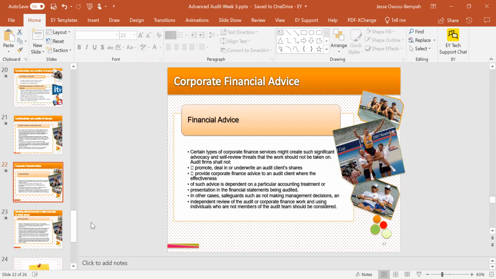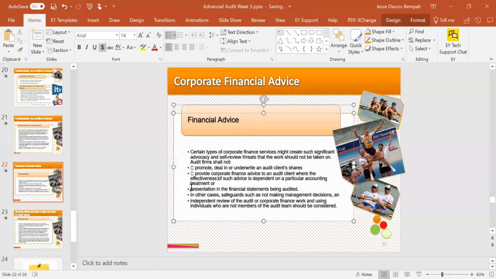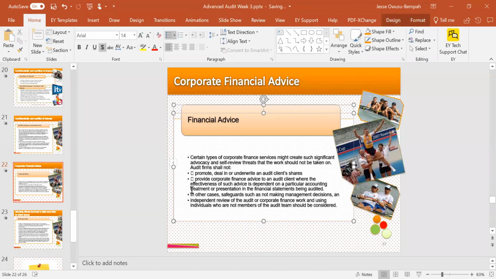And the auditor should also not provide corporate finance advice where that advice has a direct link with an accounting treatment or a presentation in the financial statements being audited. If you are going to give us some advice and that advice has an impact on the financial statements you're auditing, can't you see there's a threat to independence there? Yes, there's a threat. So when you're giving financial advice, the auditor must be very, very aware.